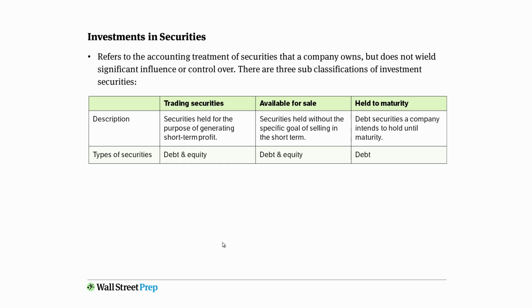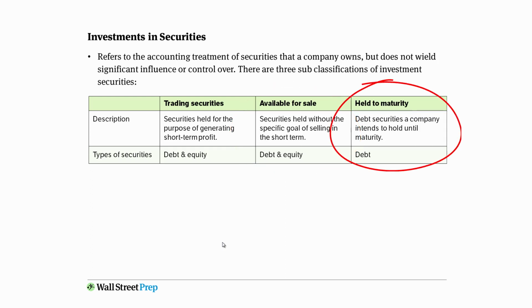So investments in securities refers to the accounting treatment of securities that a company owns but does not wield significant influence or control over. Now, there are three subclassifications of investment securities. So there are trading securities, and this represents securities that are held for the purpose of generating short-term profit. And it applies to ownership of debt or equity type securities. The next category is available for sale securities, and this represents securities that are held without the specific goal of selling in the short term. And so this applies again to either debt or equity types of investments.